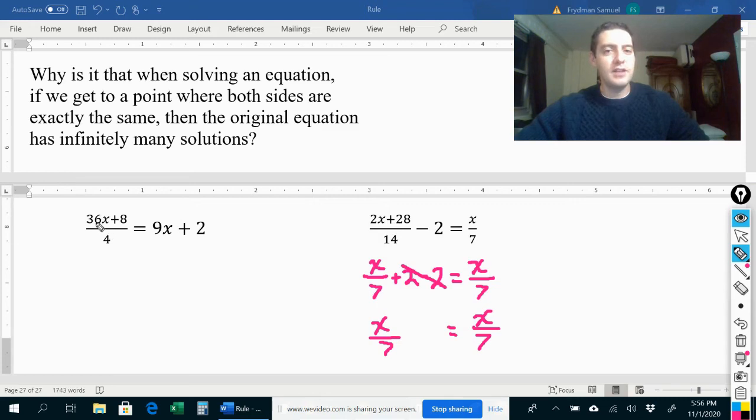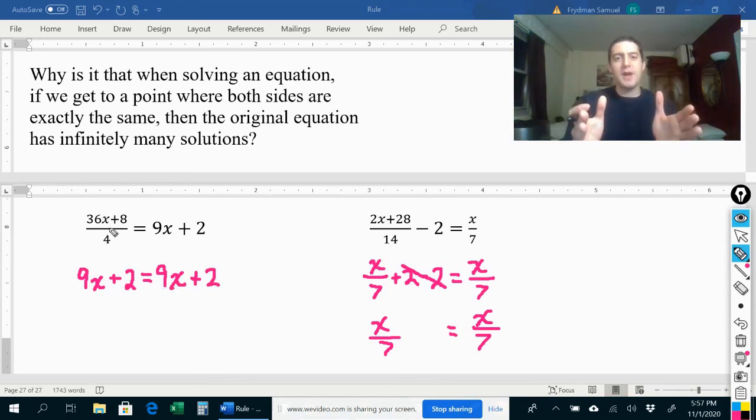Same thing over here. If I divide both of these terms in the numerator by 4, then I notice that 36x over 4 is 9x, and 8 over 4 is 2, so I get plus 2 over here. And that's exactly the same as what I had on the right side. So it turned out all along that my left side really was just equal to my right side. It was just written in this crazy way that maybe the first time I looked at it, I didn't realize it. So that's using a little bit of hindsight.